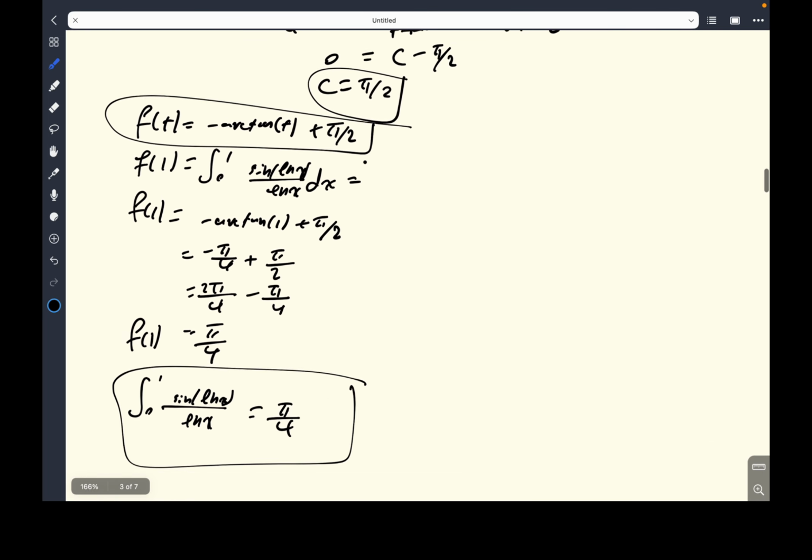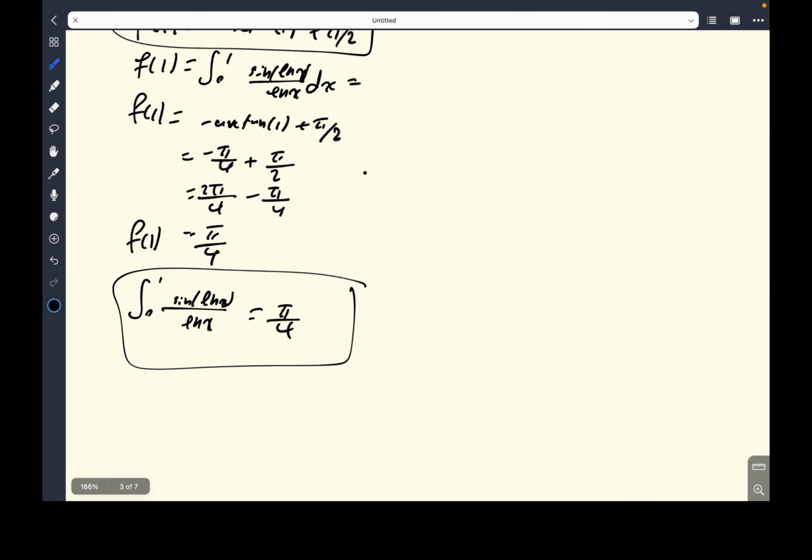A very neat result, and it was quite a little bit of work, but Feynman's technique is my favorite approach in integration.